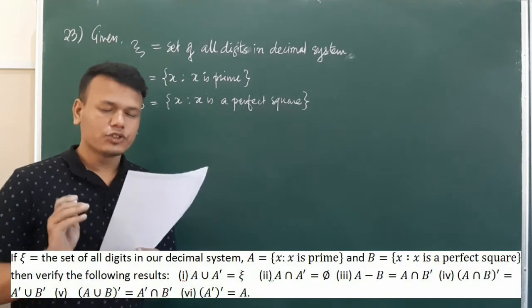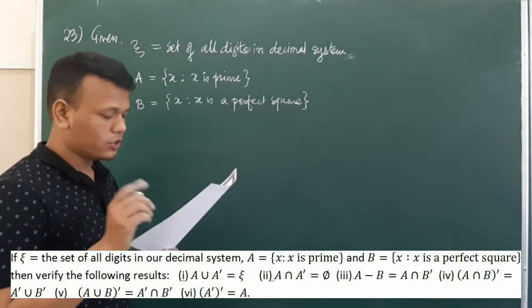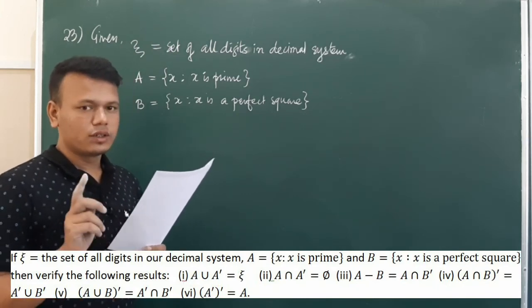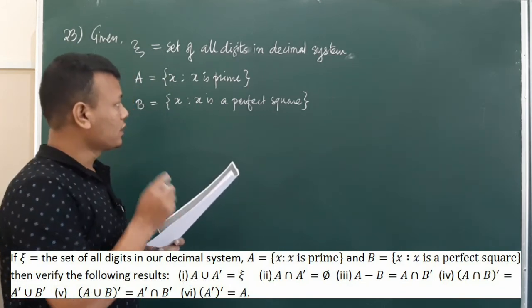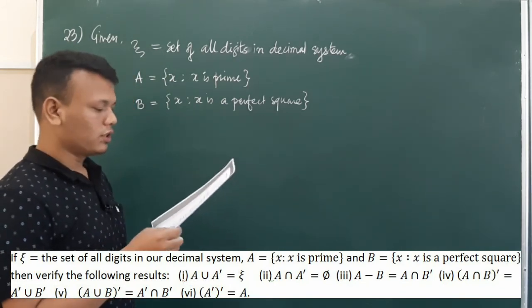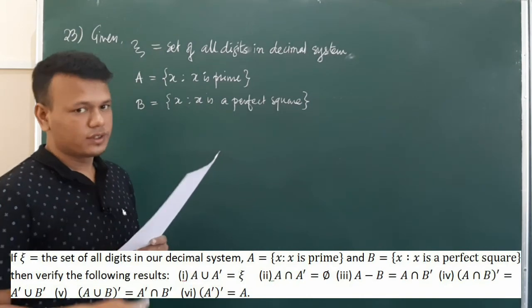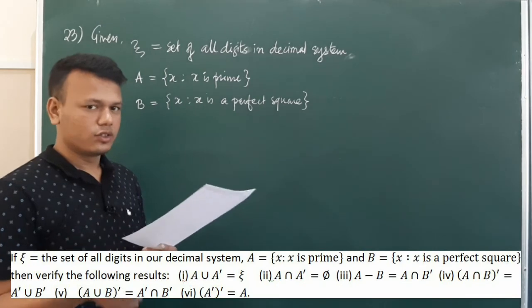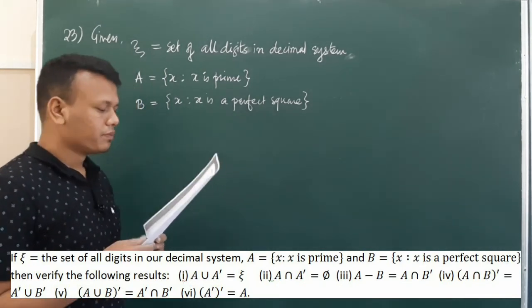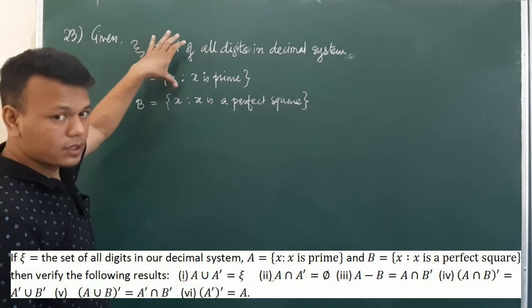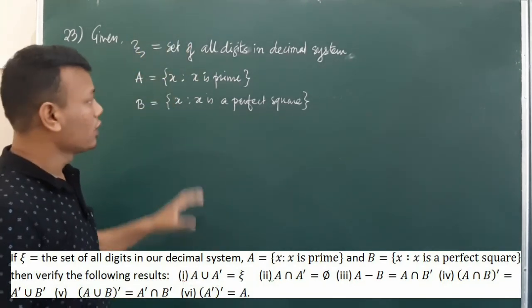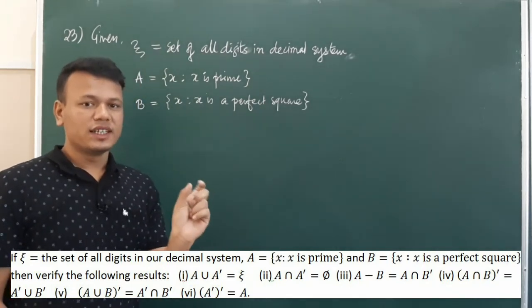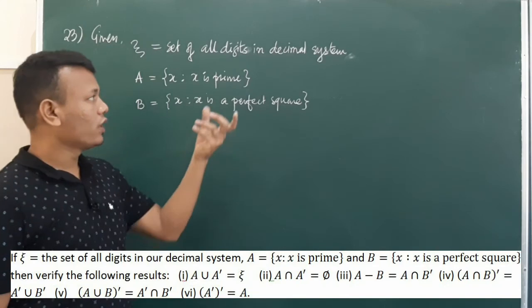Alright, so let me take the last question for the day, that is question number 23. The question says, if xi equals the set of all digits in our decimal system, A is this set, B is also written out here, then verify the following results. So there are 6 results given out here. I will just show 2 to 3 results, the rest you will try by yourself. Now here let me convert this into our roster form. Alright. So the set of all digits in the decimal system. Decimal means deci means 10, isn't it?